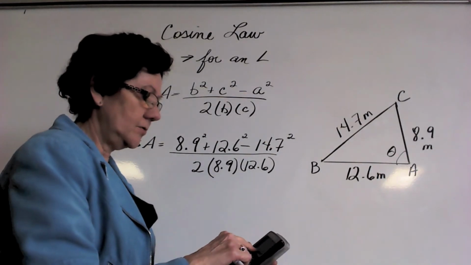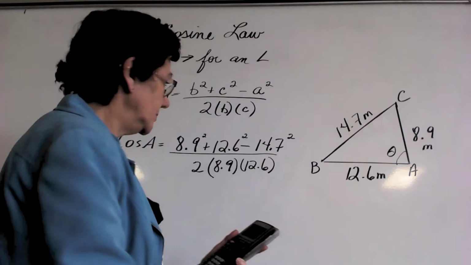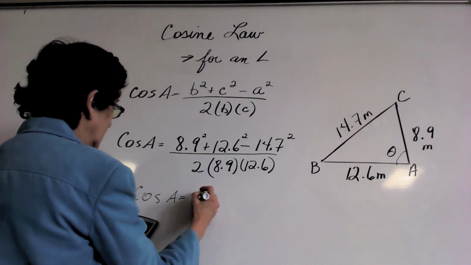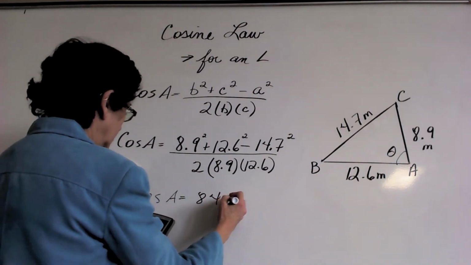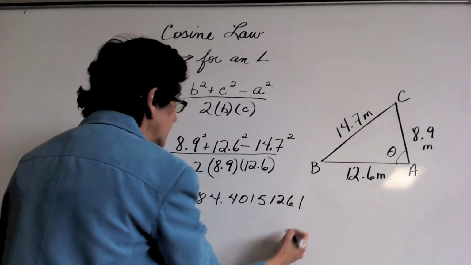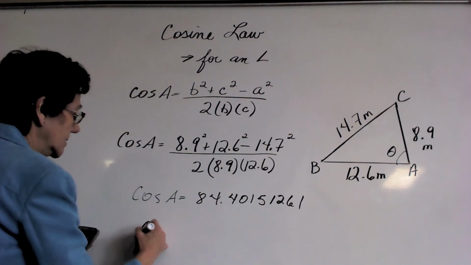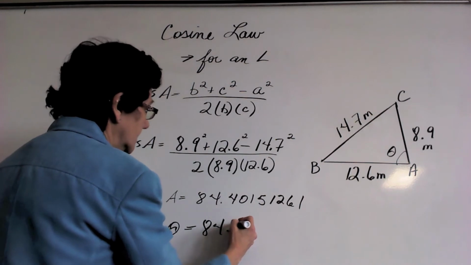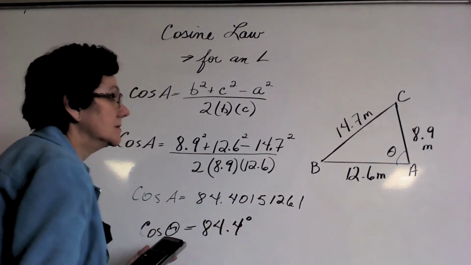And we get 84.40151261. Cos A equals 84.40151261. We'll round the angle to the tenth, so angle A equals 84.4 degrees.